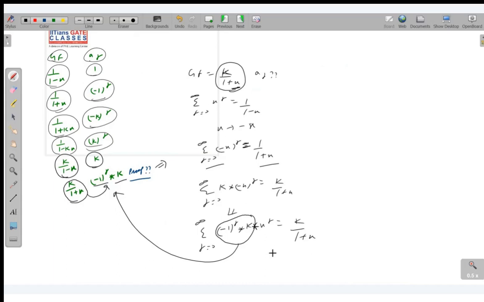It's fine. See, this is the numeric function part, and it should be multiplied by x power r. Then we will get the generating function value. Right, sir. Any doubt? Done, sir. But it is not necessary to write it there, sir. For k by 1 plus x, you have given the numeric function as minus 1 to the power r into k. Yes.